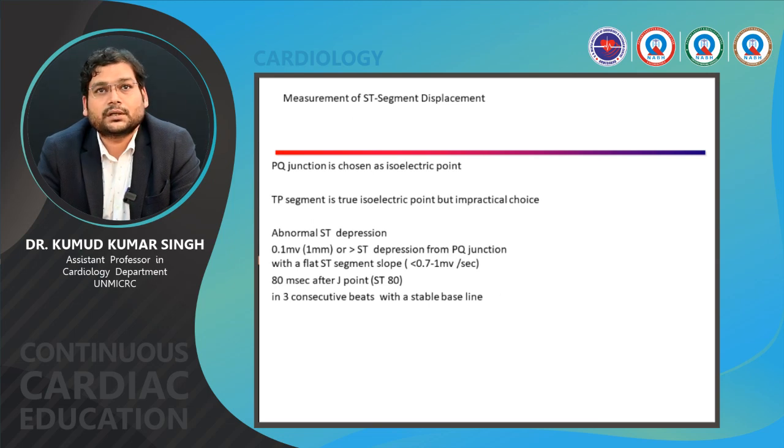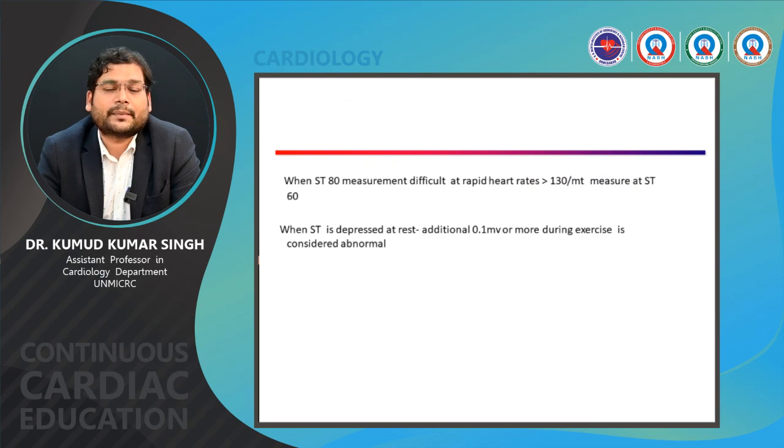So, the PQ junction is chosen as the isoelectric point, and the TP segment, although it is a true isoelectric point, is impractical to choose. So, what is abnormal ST depression? Any ST depression of more than 1 mm from the PQ junction with a flat ST segment slope. It is recorded 80 milliseconds after the J point in 3 consecutive beats with a stable baseline. When the patient has a rapid heart rate, more than 130 beats per minute, we measure the ST segment deviation at 60 milliseconds. When the ST is depressed at rest, an additional 1 mm or more during exercise is considered abnormal.